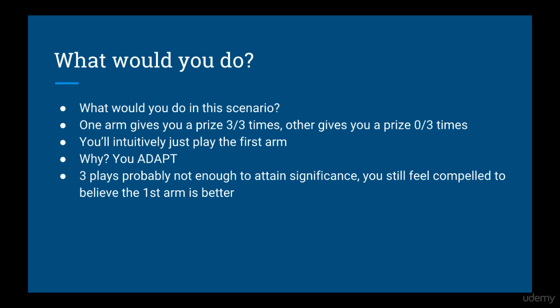Even after something as small as 3 plays each, if one arm gives you a prize 3 out of 3 times, and another arm gives you a prize 0 out of 3 times, you will probably just want to play the first arm more often. In other words, you want to adapt to the data you've collected so far. Keep in mind, 3 plays is probably not enough to attain statistical significance, and yet you still feel compelled to believe that the first arm is better.